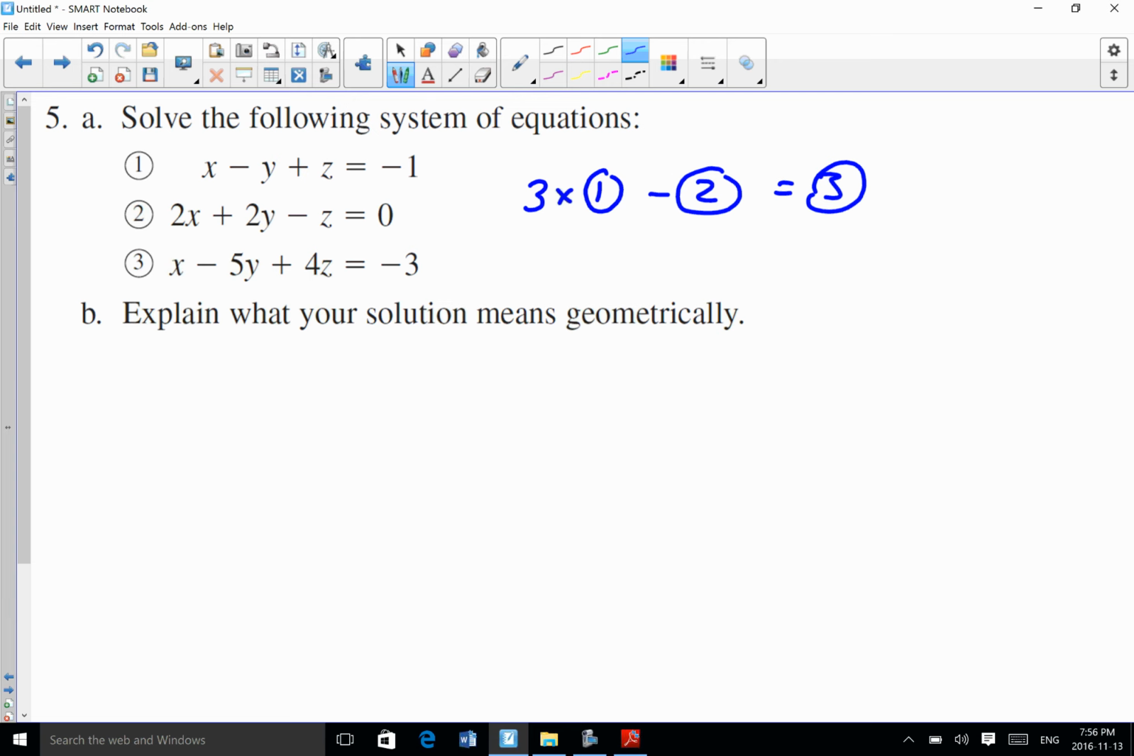Now, if you hadn't noticed and you tried solving right off the bat, it would still work. You just would get to the point where you're like, oh, I can't get a point. I'm going to have to make a line. So let's take our two equations. We'll take equation number 1.